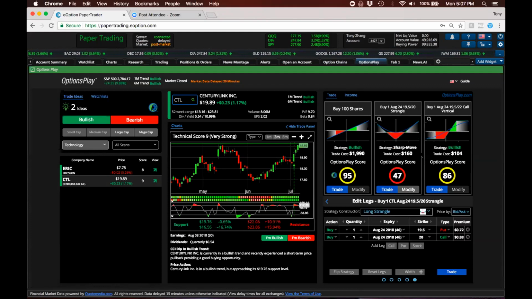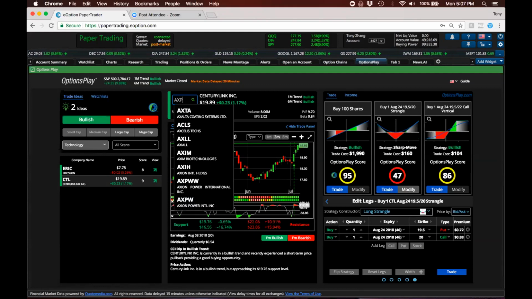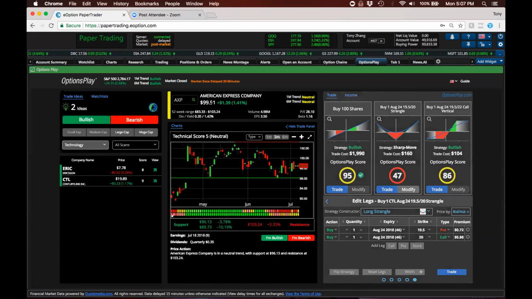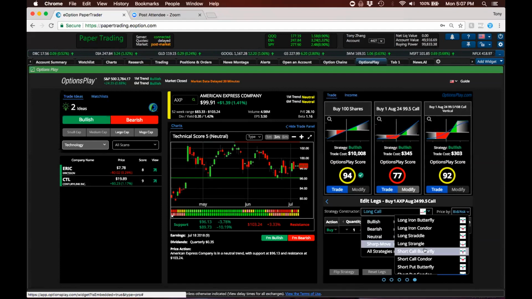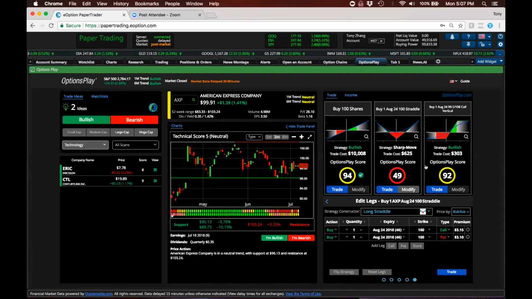So as you can see, let's go back to American Express that actually has earnings coming up. It's trading at $99, right around the $100 mark. So let's say you want to buy a $100 straddle. As you can see, this costs you $625 to buy the straddle, which means that American Express needs to go to 106 or higher just to break even, or about 103.75 to break even.